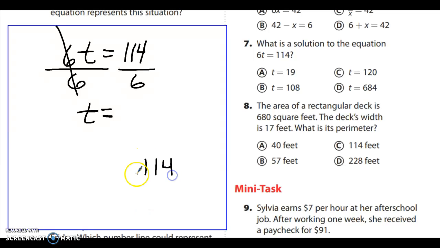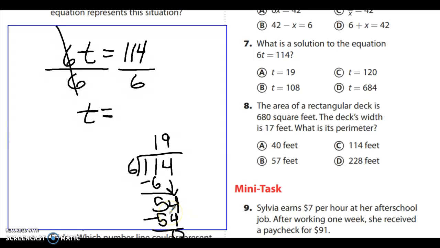114 divided by 6. 6 goes into 11 only once. 1 times 6 is 6. 6 goes into 54 9 times because 9 times 6 is 54. And that's one of our options. It's not one of our options. Oh, it's 19. What was I thinking? It's 19. I was thinking 54 down here. It's 19. My quotient is 19. It's t equals 19. It's A.